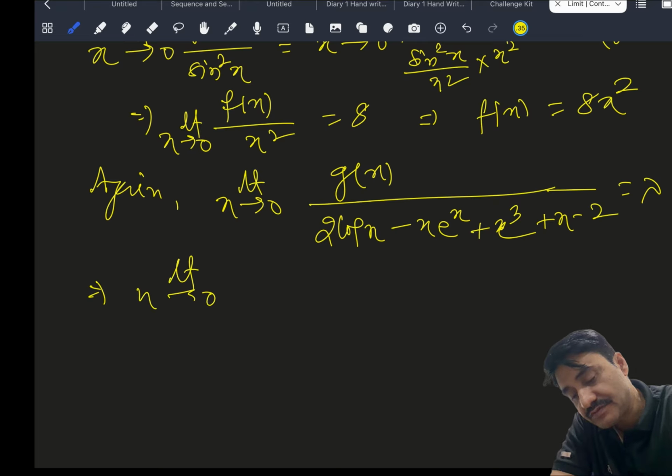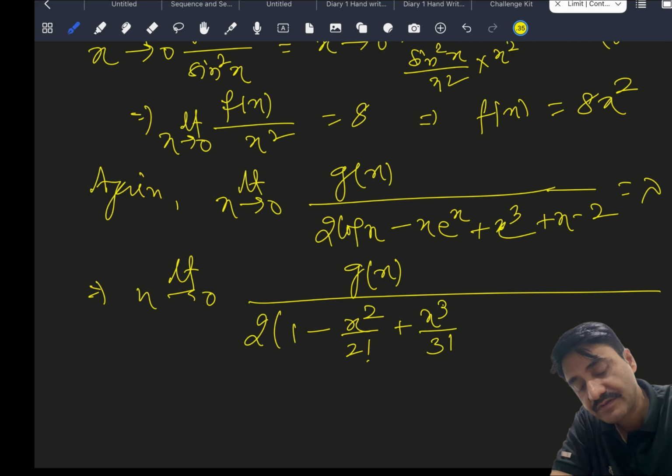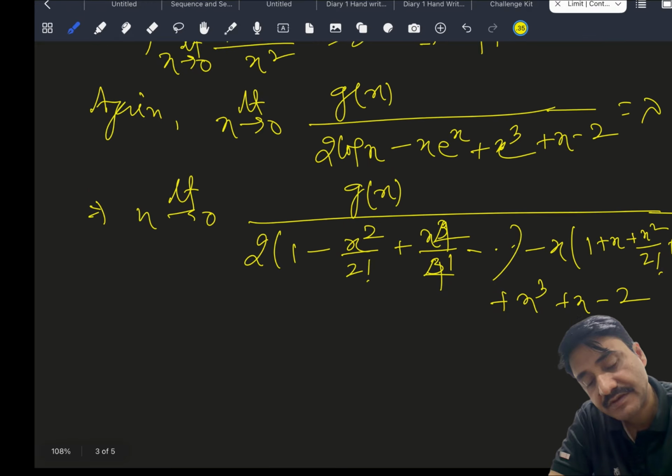So x tends to 0 limit g(x) by 2 into 1 plus 1 minus x square by 2 factorial plus x cube by 3 factorial, minus x into 1 plus x square by 2 factorial, plus x cube plus x minus 2.